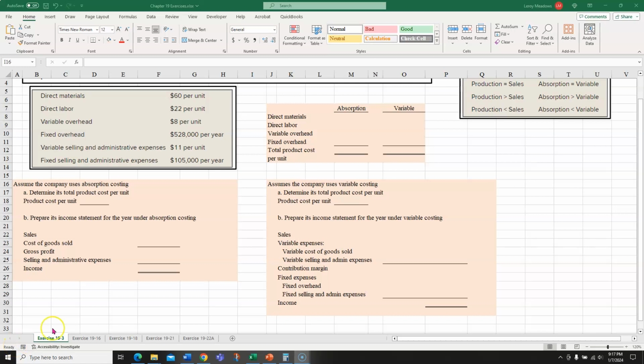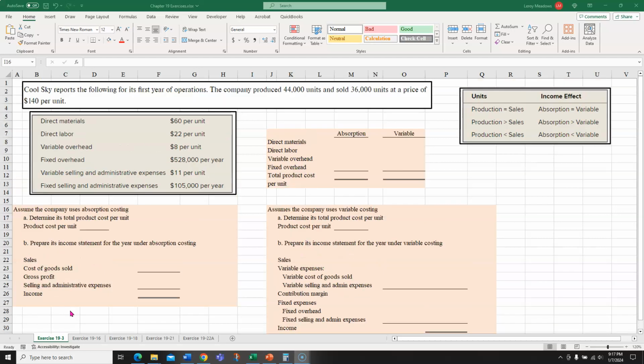Hello, this is Leroy Meadows, and in this session, we're going to work some exercises on variable costing analysis. So let's go ahead and get started with our first exercise.